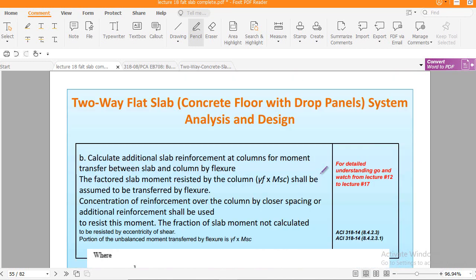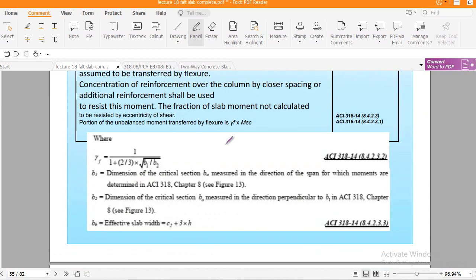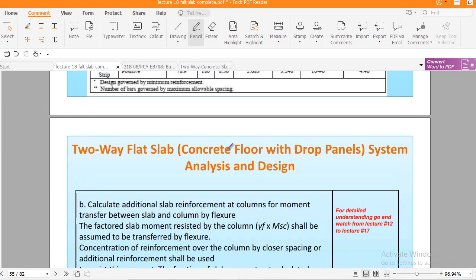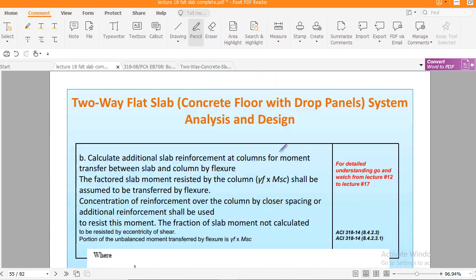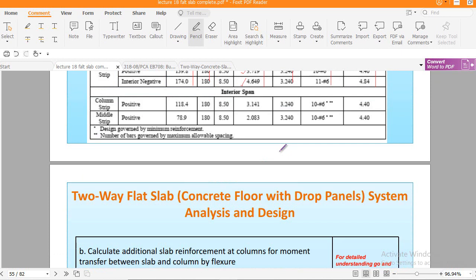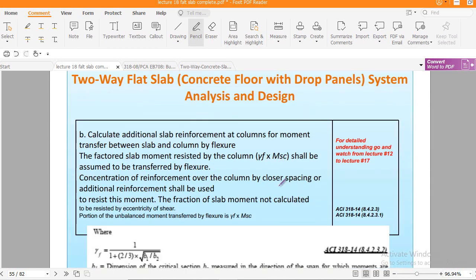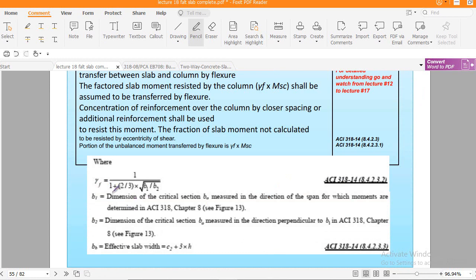Now, two-way flat slab concrete floor with drop panel system analysis and design. This part is very important, and I will explain it in my next lecture, lecture number 20, because I have already uploaded lectures 14, 15, 16, 17 on the unbalanced moment and the unbalanced moment gamma_f. I did so many examples over it. So I request you, please go and watch those lectures, because you won't understand otherwise.